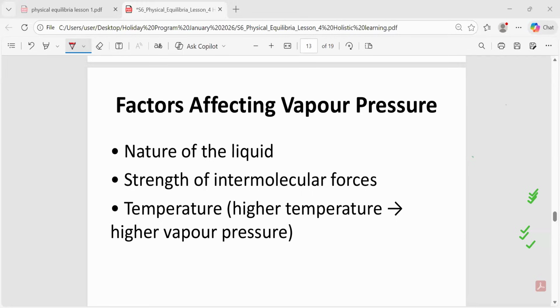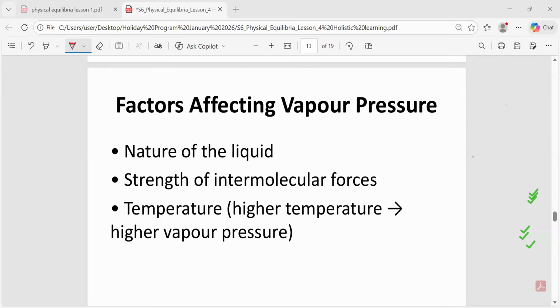Then the strength of the intermolecular forces, the forces joining the molecules of the liquid. I think their strength also affects how vapor pressure will occur in that specific liquid.